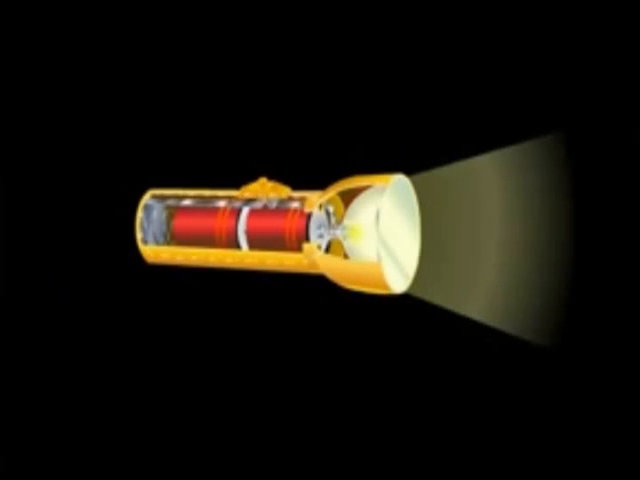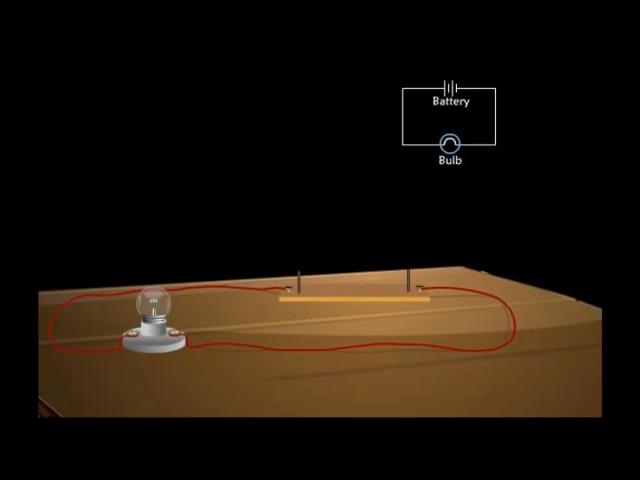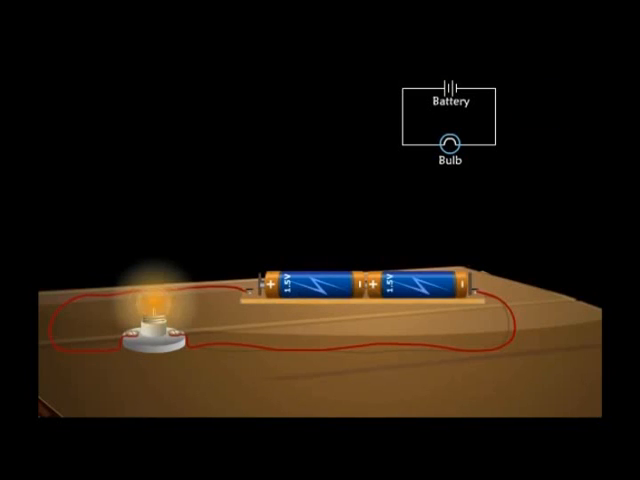We can set up a simple activity to help us understand the relationship between current I flowing through a circuit and the potential difference V. Observe the difference in the intensity of the glow when different cells are introduced in the circuit. You see that the intensity increases as the number of cells increases. So the larger the voltage, the larger the current.